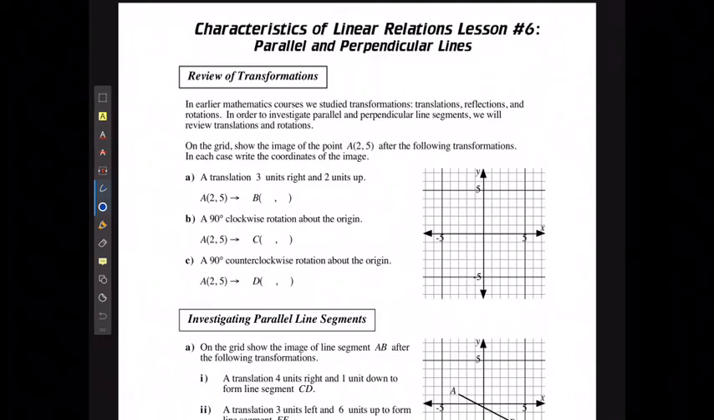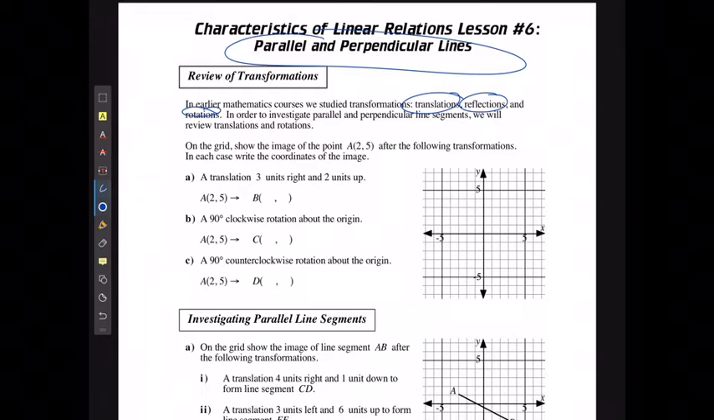Okay, so now that we've taken a look at slopes and rate of change, we're going to go back into our characteristics lesson 6 and look at how this applies to parallel and perpendicular lines. So when we're talking about transformations, in earlier mathematics courses we studied transformations: a translation, a reflection, and a rotation. In order to investigate parallel and perpendicular lines, we'll review translations and rotations.